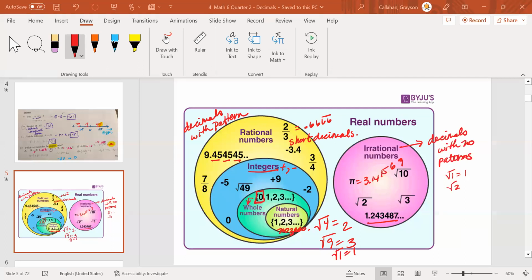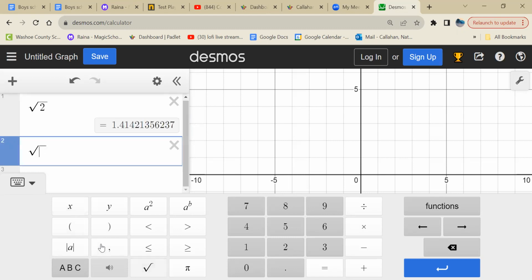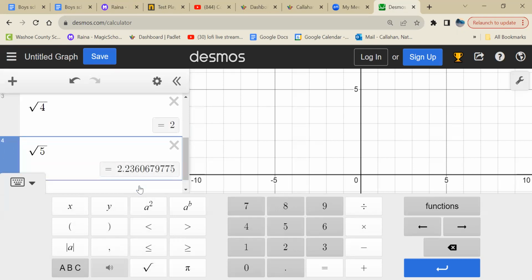If you go ahead and look it up on the Desmos, it's going to give you 1.41421, which does not actually have any patterns with the decimals. And similarly, if you're to do this with square root of 3, notice that you have the same situation. However, with a square root of 4, you get a 2. Then with a square root of 5, you get the same situation. So that's an irrational number. Do you see that?